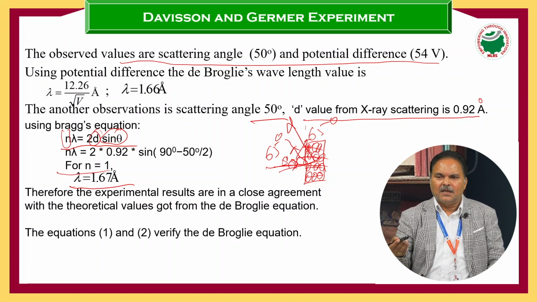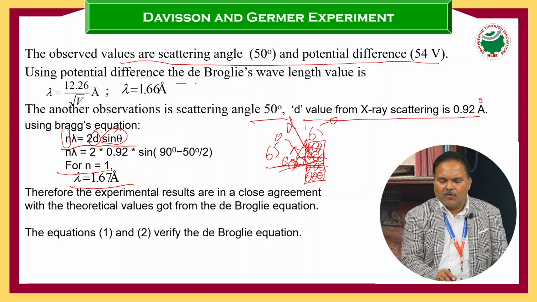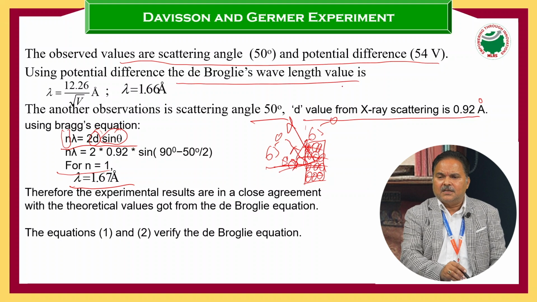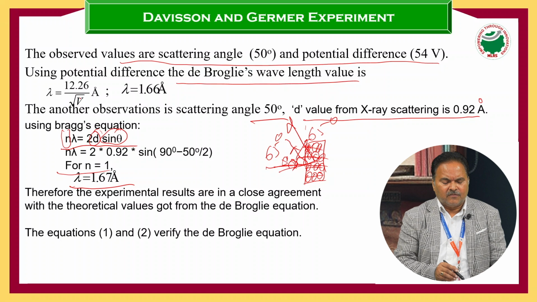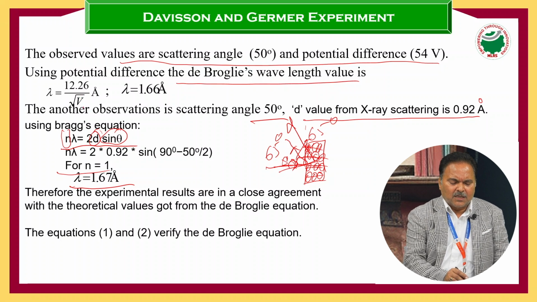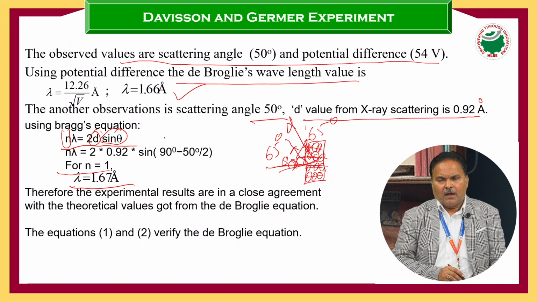But that particle, same velocity, same wavelength or not, we will check. Using the potential difference, the de Broglie wavelength equation is 12.26 divided by root V, where V is the potential difference. The root of 54 will be around 7.8. So 12.26 by 7.8 becomes 1.66 angstroms.